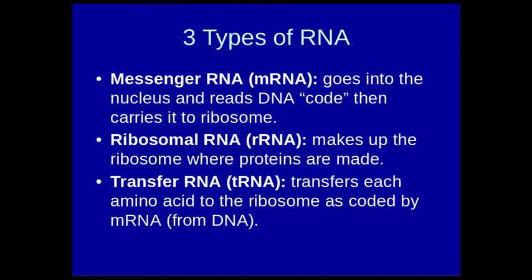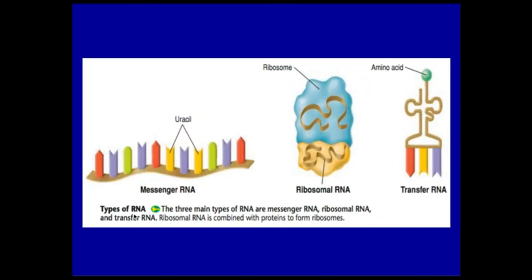Then there's rRNA, also known as ribosomal RNA. This is RNA that makes up the ribosome. If you guys remember from earlier in this semester, the ribosome is where proteins are made. And lastly, there's tRNA, that's transfer RNA. This RNA brings down amino acids to pair up to make a strand of amino acids, which makes a protein. All right, we're going to get into that tomorrow. So here's mRNA. You have rRNA making up that, and then tRNA bringing down the amino acids.